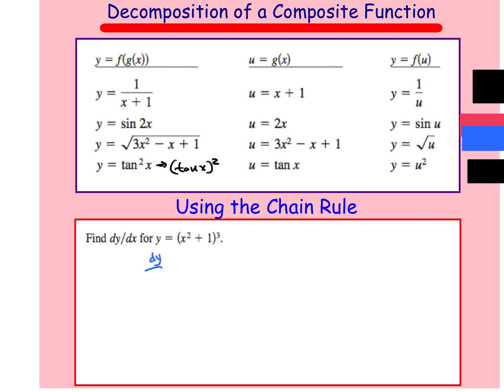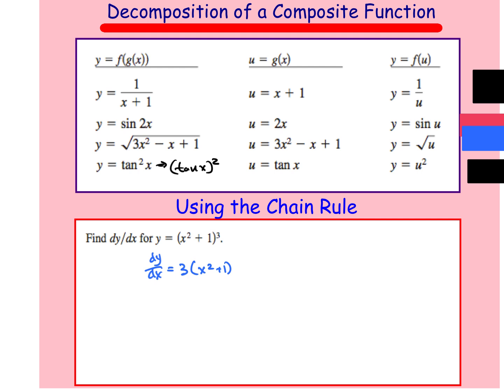So here we go. dy dx is equal to what? What's my innermost composite here? x squared plus 1. What is my outermost? Cubed. And so guess what? I need to deal with my outer composite first. So what goes out front now? A 3. And then I still have x squared plus 1.